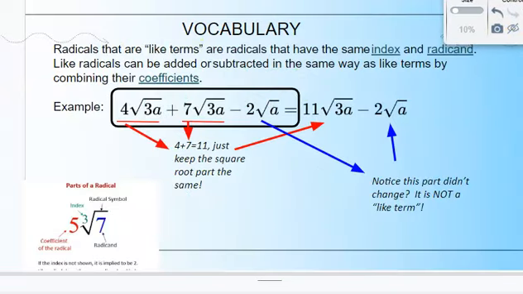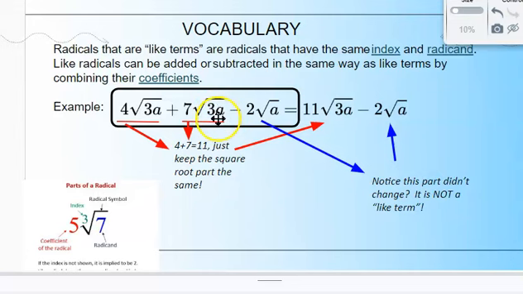All right, for the vocabulary, we need to talk about like terms. Radicals that are like terms have the same index, so either all square root or all cube root or anything like that, and the same radicand. That's the stuff under the radical. It has to be a match for you to add two terms together.